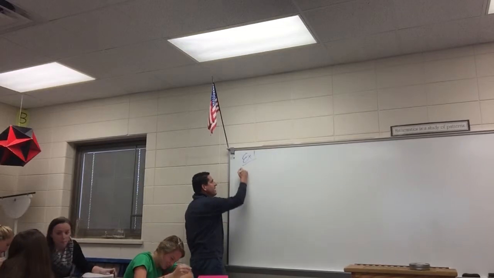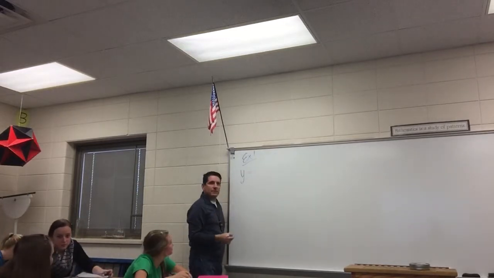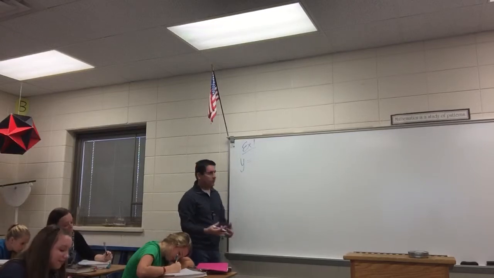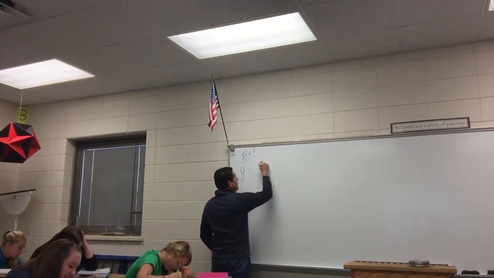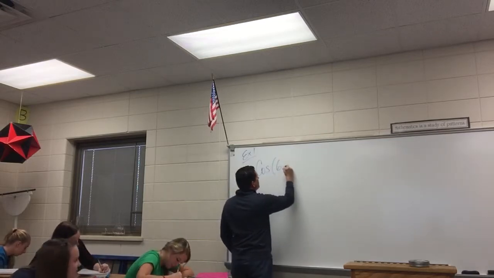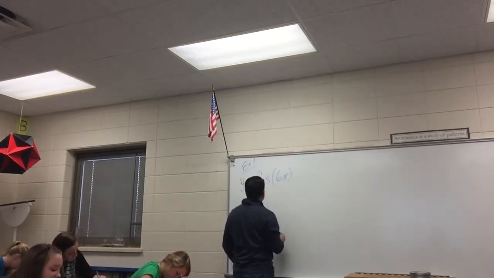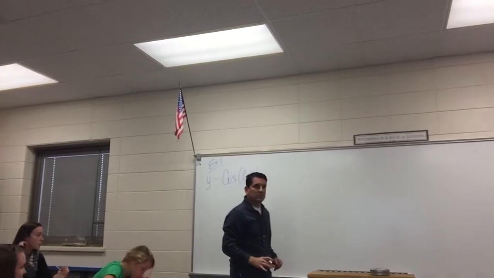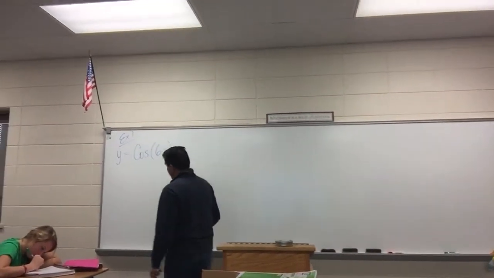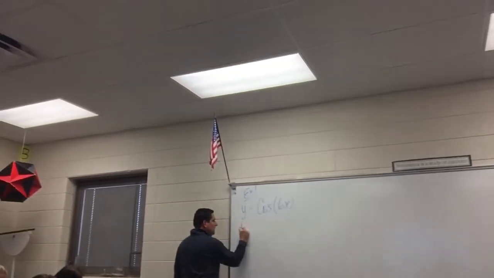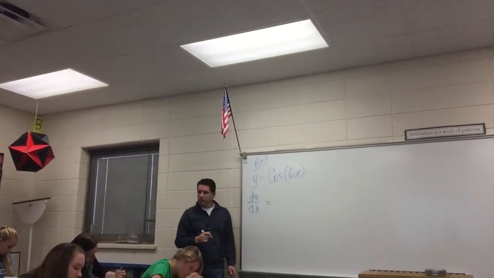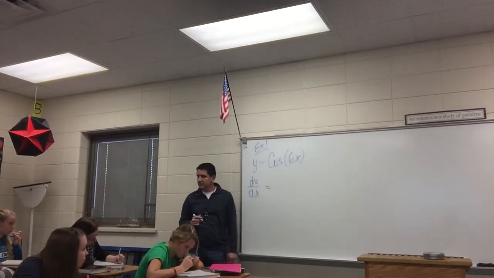Okay, so let's do a couple here. I'm just going to make these up. These are problems that all fit the model of the chain rule. So what if I have the cosine of 6x? Okay, start off simple just so you get the picture. What is dy dx? And how you write it matters.